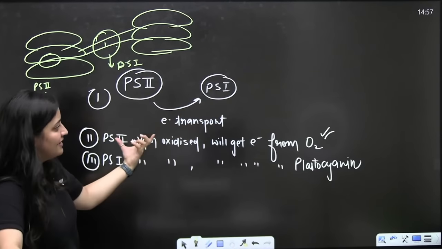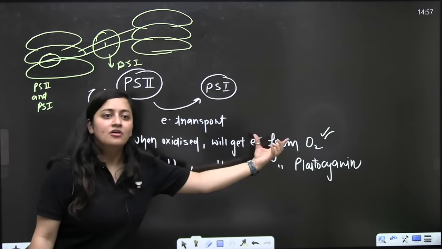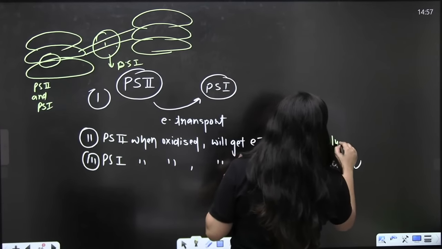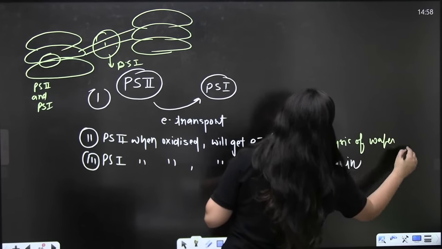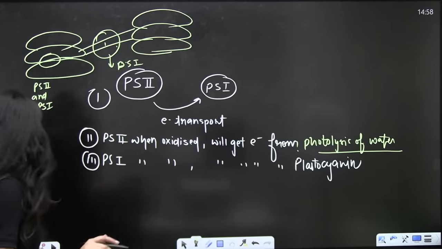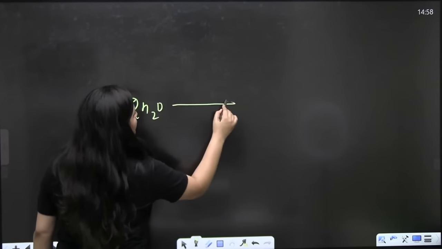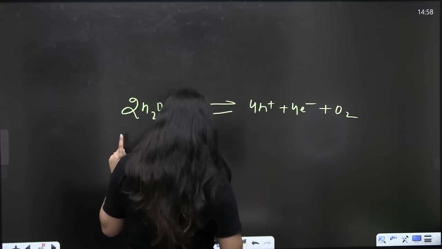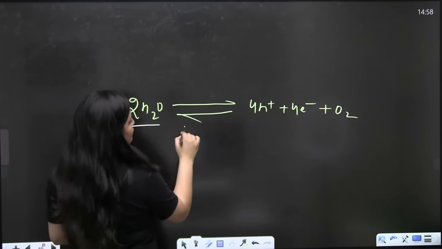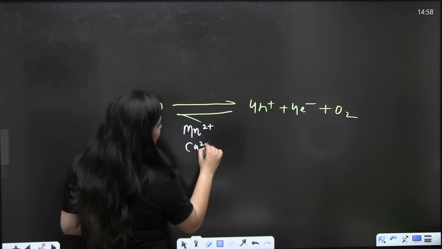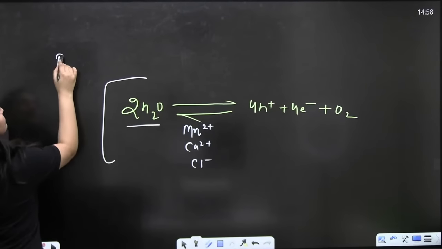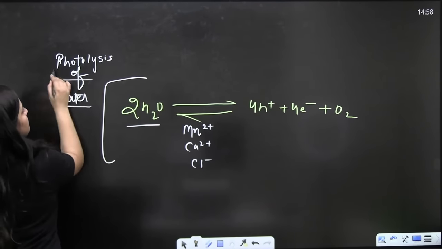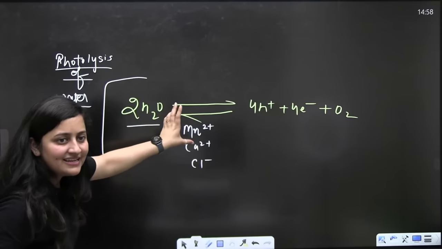PS2 to PS1 electron movement will be there in the Z scheme. PS2 when oxidized will get electrons from the photolysis of water, and PS1 will get it from the plastocyanin. So, again the important reaction: 2H2O gives 4H plus, 4 electrons, plus oxygen. This is the photolysis of water that we discuss in photosynthesis, and here Mn2 positive, calcium and chloride are used. A question can come from this photolysis of water. This is the reaction that you need to remember.